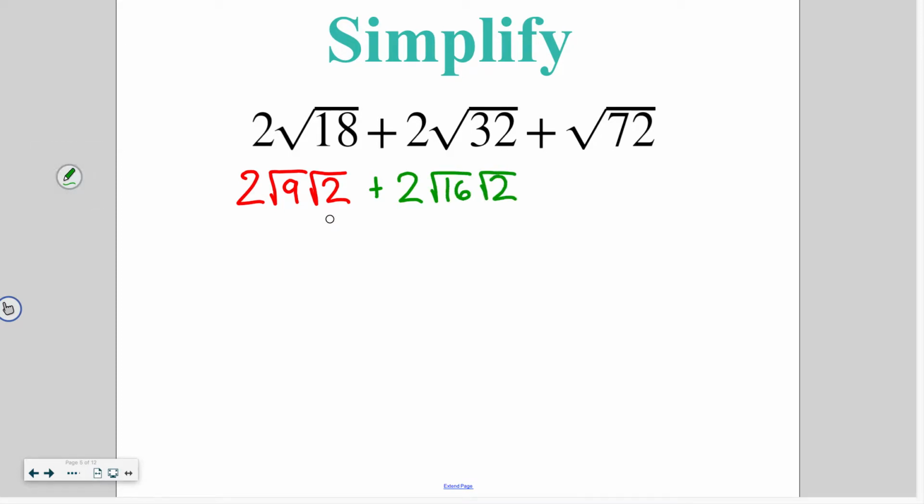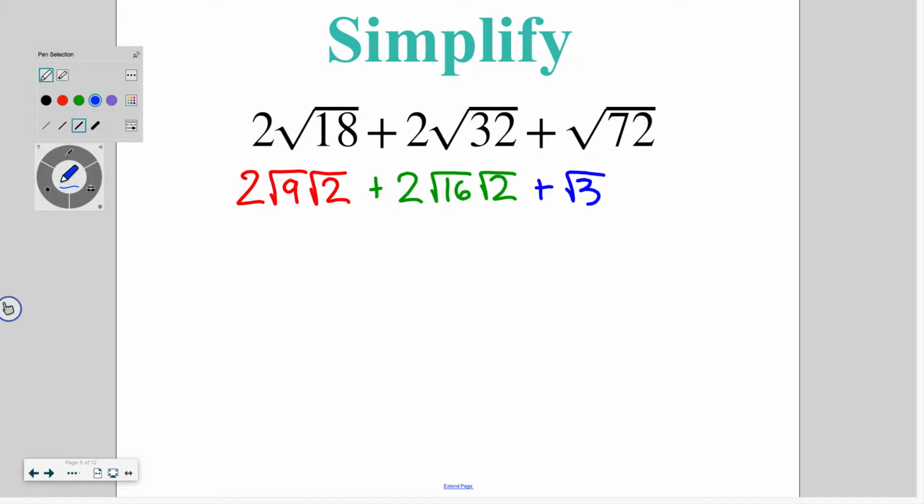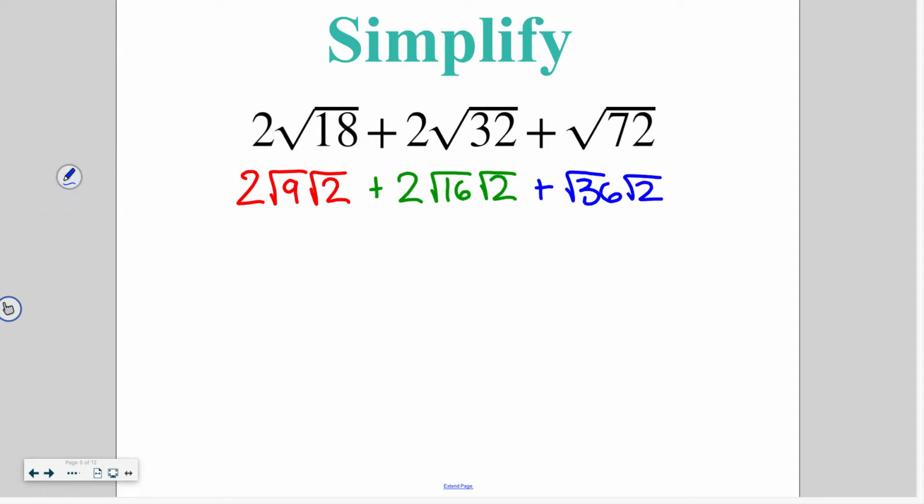So now we see a pattern. We've got a 2 in the first part and a 2 in the second part. Then I want to check to see if 72 can be divided by 2. It can, and that gives me 36 square roots of 2. So now we're going to go ahead and solve the pieces that we can.